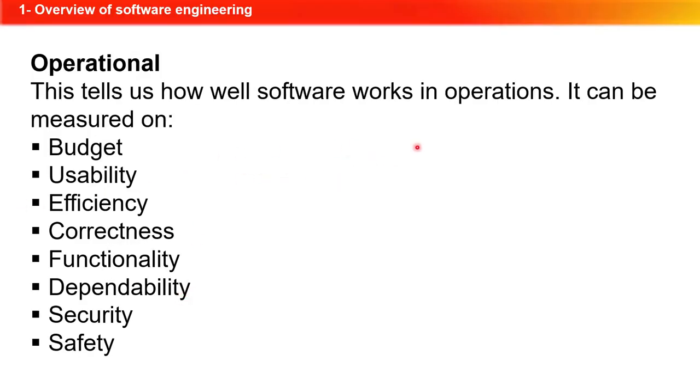Operational tells us how well the software works. So was it developed on budget? Is it usable? Is the user getting any value from it? And is the firm getting any value from it? Is it efficient? Is it fast running? Is it correct? Does it have any defects? Does it have any bugs? The functionality, is it delivering the capabilities the user needs?